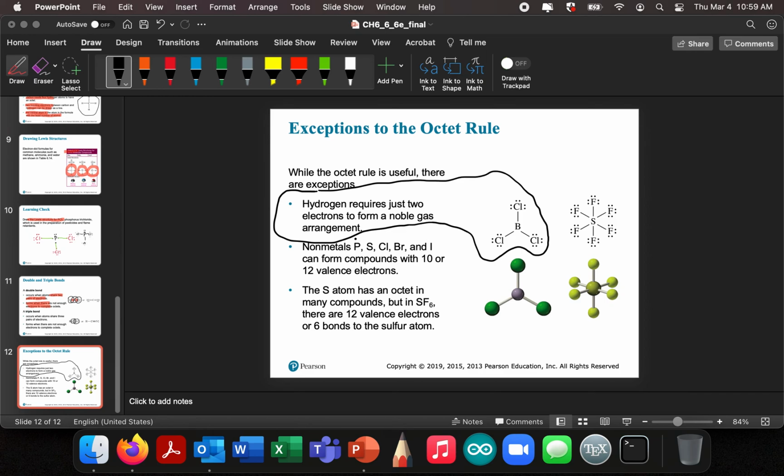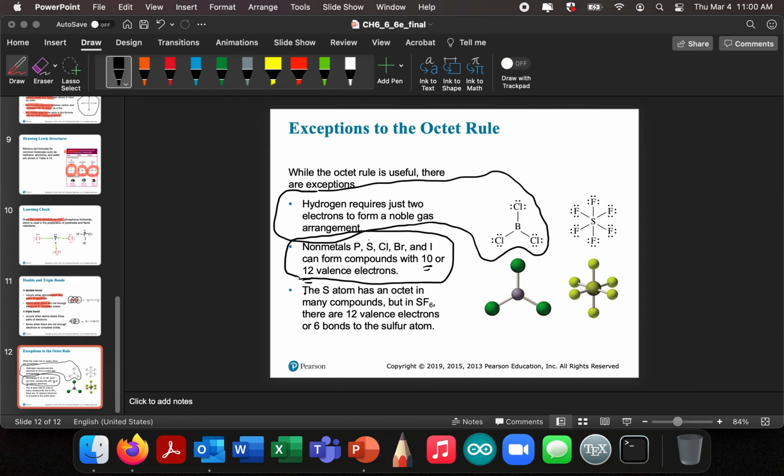But nonmetals such as phosphorus, sulfur, chlorine, and bromine, and iodine can form compounds with 10 or 12 valence electrons because they have a bigger outer shell. Their outer shell is 3 or 4 or 5. And since their outer shell is 3 or 4 or 5, they have a capacity for more, right? So we will see some, with these atoms, that have 10 or 12.